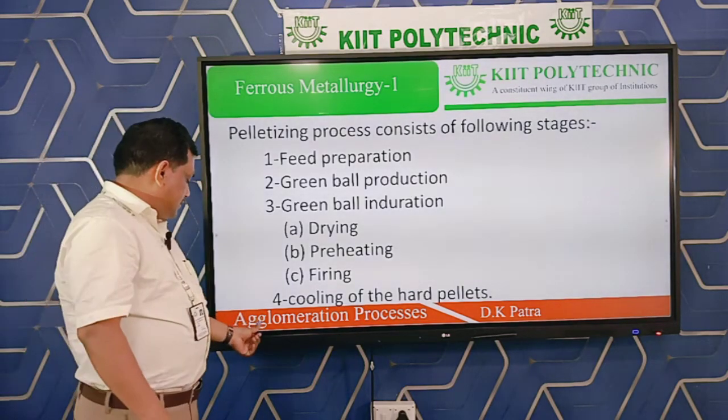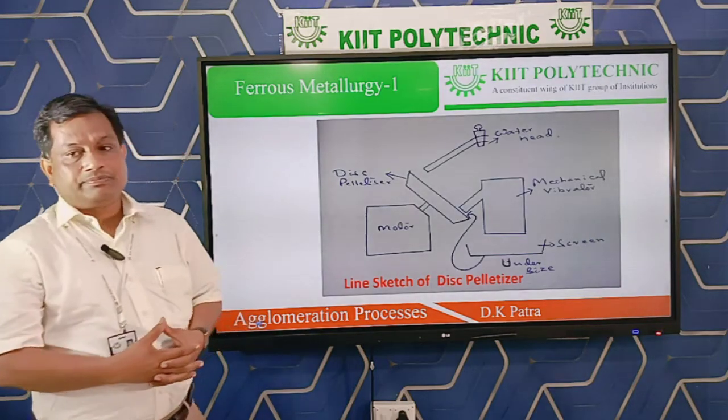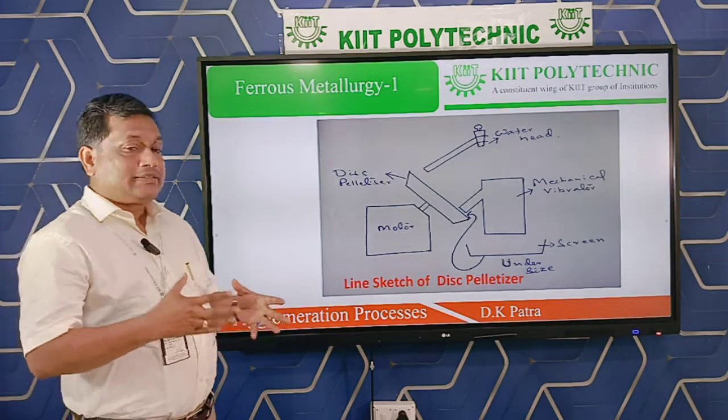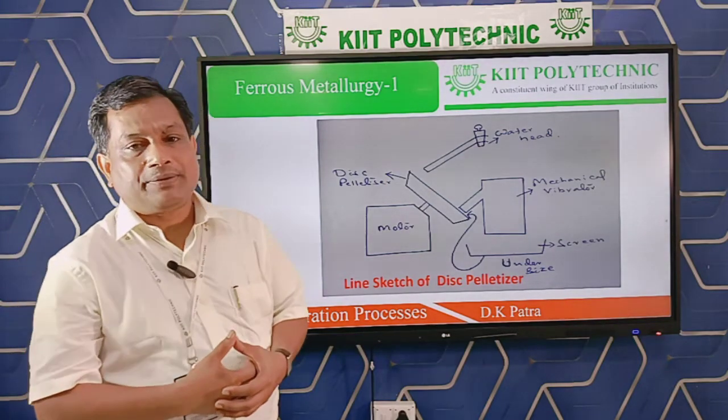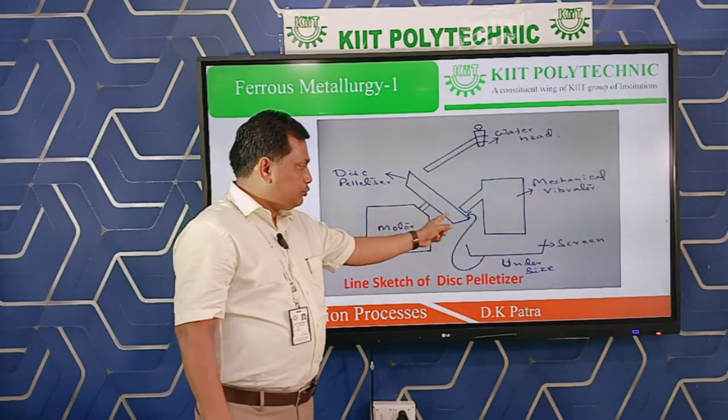And this is the line sketch of the pelletizer. So this is a line sketch. What are we doing? We are generally preferring a disc pelletizer. What is this disc pelletizer? Here a disc is used.